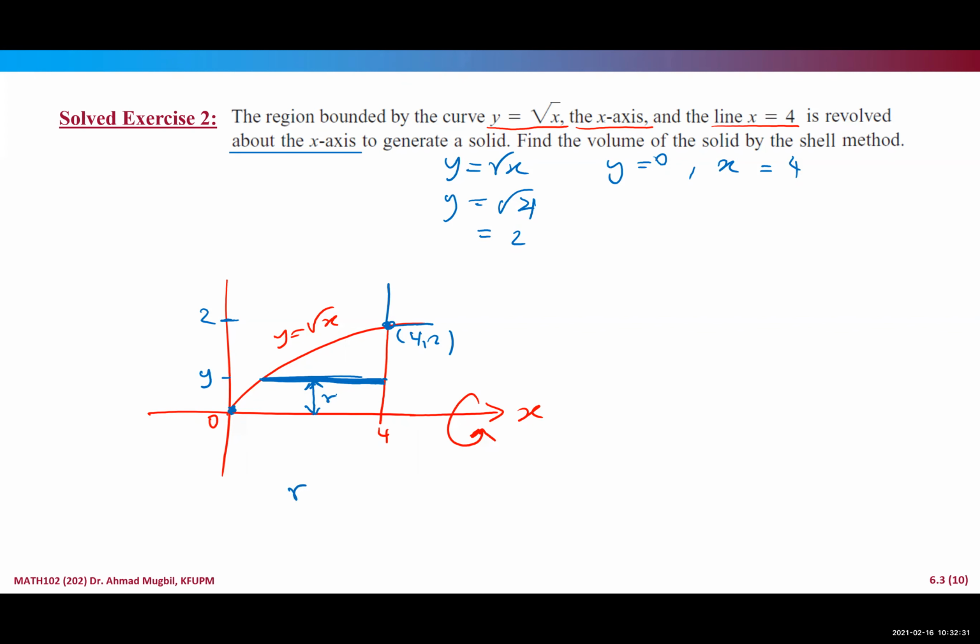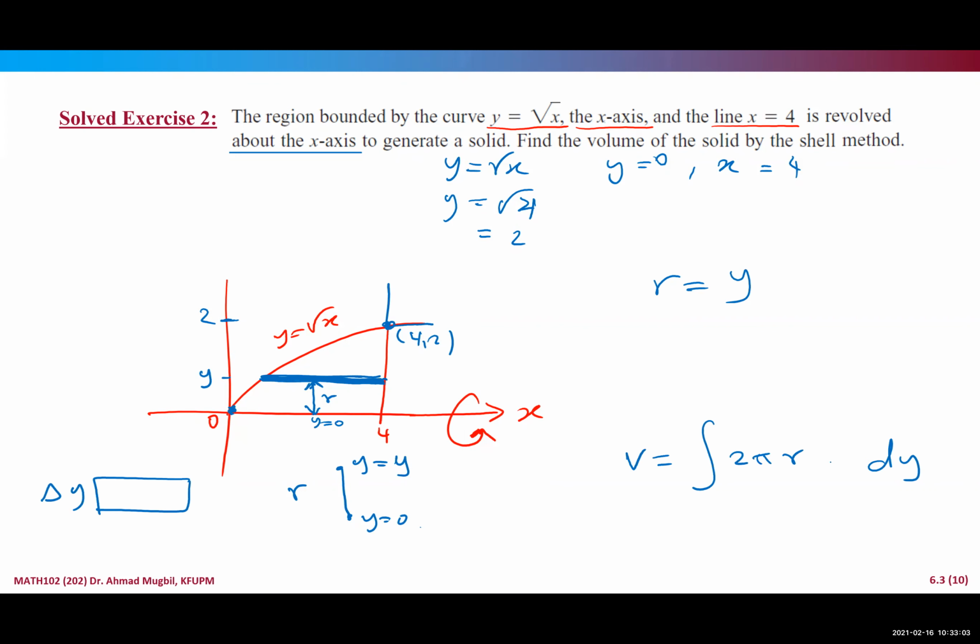So now, what is the distance here? What is y here? It is a line like this now. Y here is a variable, and y here is 0. So r in this case will be y. And of course, the thickness variable will be delta y, because here the line is perpendicular to the y-axis. So we will integrate with respect to y when we find the volume. The volume will be 2π r h dy, not dx this time, because this line is perpendicular to the y-axis.